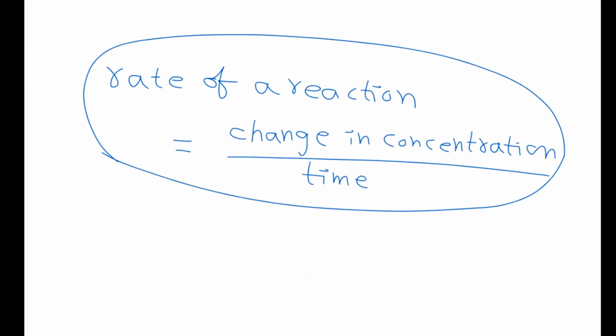Rate of a reaction means change in concentration. Change in concentration means what? Suppose, for example, N2 plus 3H2 will give what? 2NH3. Correct or not? N2 plus 3H2 gives 2NH3.